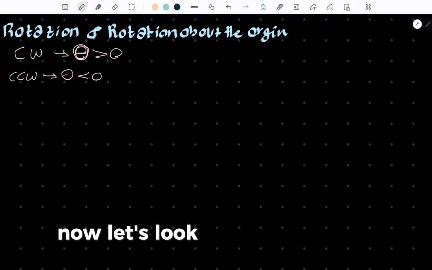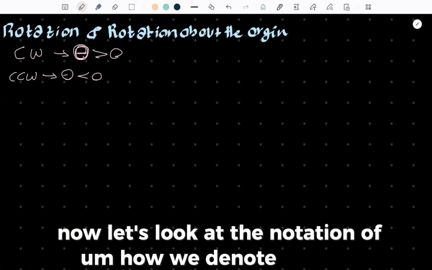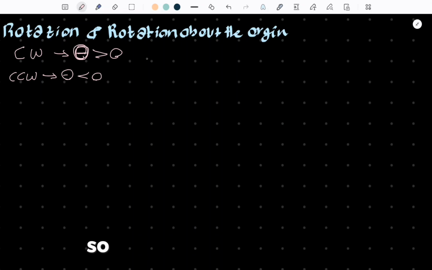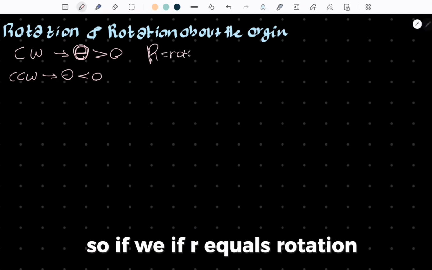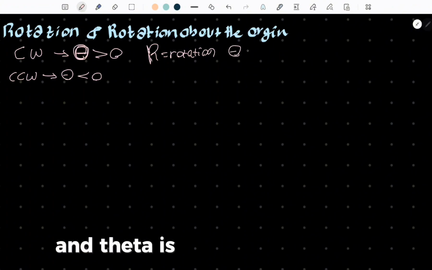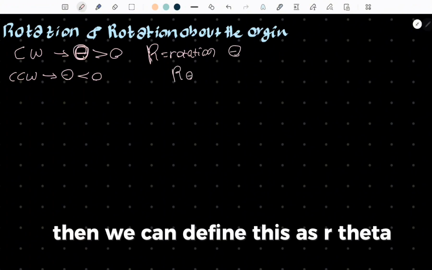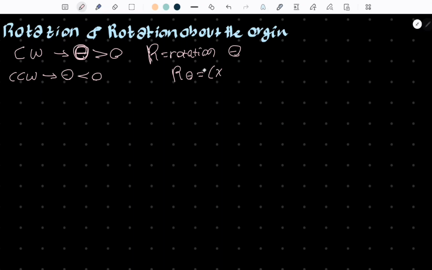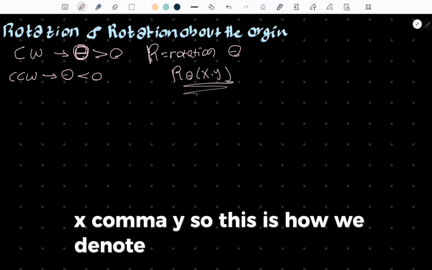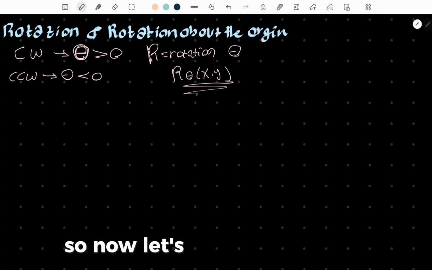Now let's look at the notation of how we denote rotation. If R equals rotation and theta is the angle of rotation, then we can define this as R theta equals (x, y). So this is how we basically denote rotation. Now let's do a few examples.